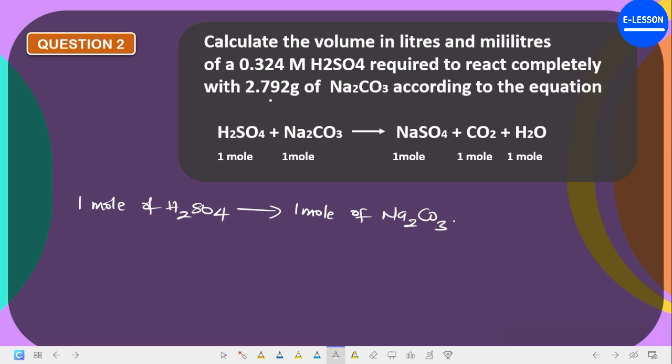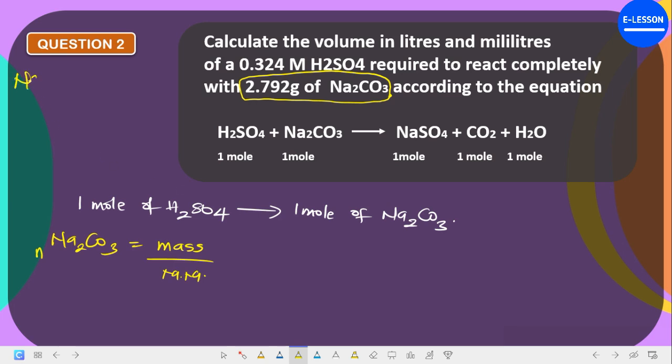But in the question, you're not given the number of moles of H2SO4. You're not also given the number of moles of this. But you can easily calculate the number of moles of sodium trioxocarbonate using these 2 data here. Now, how do we go about calculating the number of moles of sodium trioxocarbonate? Now, note fully well that molarity is what? From our understanding, molarity is, or let's say number of moles. Let's take sodium trioxocarbonate first. Number of moles of sodium trioxocarbonate is equal to the mass over the molar mass.